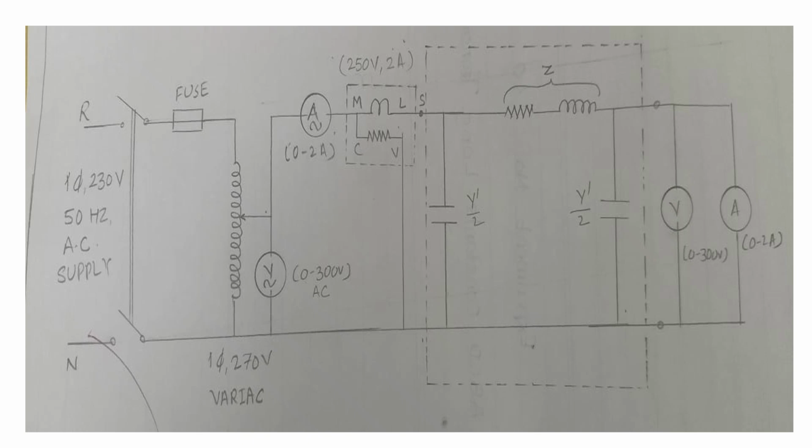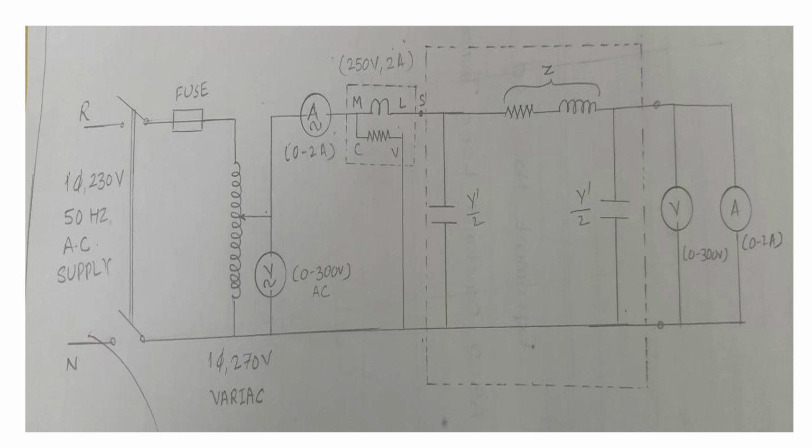Then to measure the sending end voltage of the transmission line, we have connected one AC voltmeter here. Then to measure the sending end current of the transmission line, we have connected one AC ammeter. Then to measure the power of sending end parameter, we have connected the wattmeter, which is having four terminals: M for main, L for line or load, C for common, and V for voltage. It is having the 250 volt 2 ampere capacity for range.